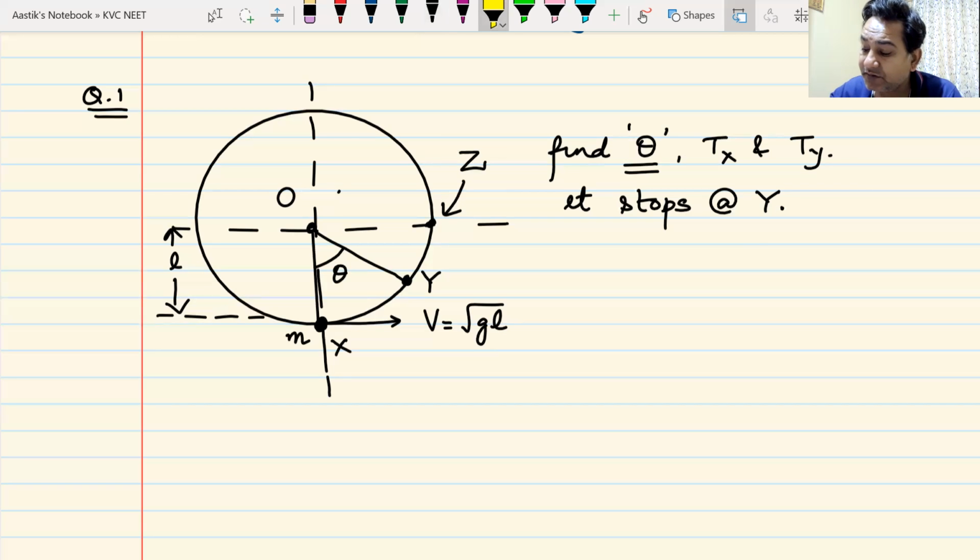The speed that I've given at the lowest point is root of GL. My first question is, does it reach the point Z? What is your answer? I hope the question is clear to everyone. I have given it a velocity equal to root of GL. Does it reach the point Z?